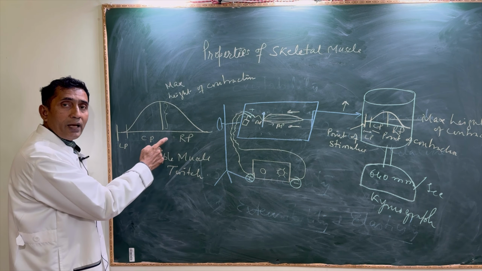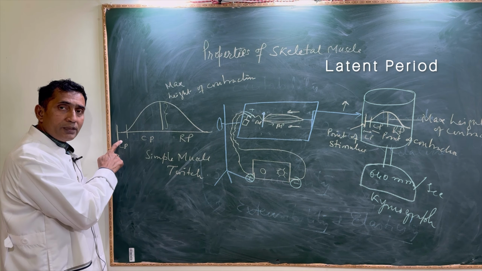What are the periods we have here? One is the latent period, that is the period between the point of stimulus and the point of initiation of contraction, and then the contraction period. It is from the point of initiation of contraction up to the point of maximum height of contraction, and then the relaxation period. The relaxation period is from the point of maximum height of contraction up to the end point of relaxation. So that is the relaxation period, this is the contraction period, and this is the latent period.